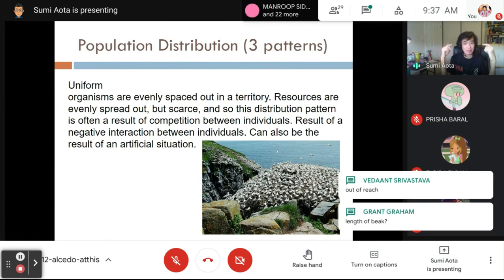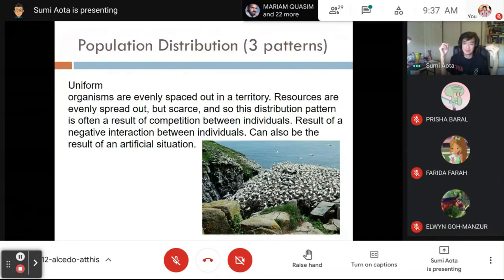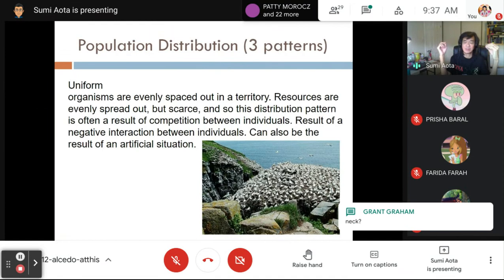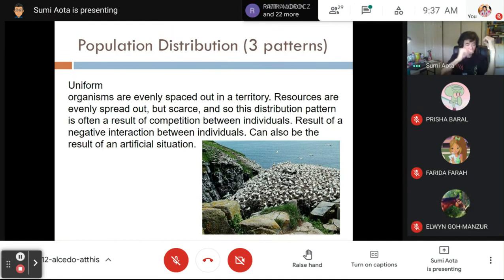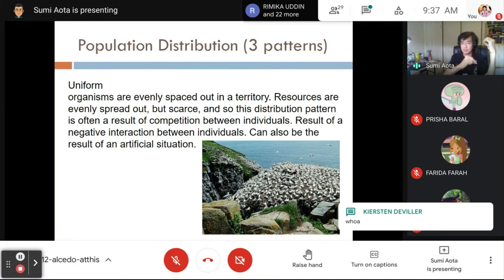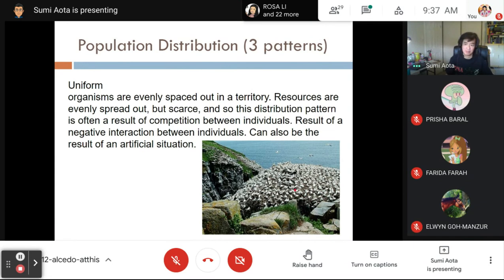Not length of beak, because they've got pretty long necks. So length of, yeah, the length of the strike. So each bird will set up just out of reach of the striking distance of the bird next to it. And that sets up this pretty even distribution pattern. Okay, so it's based on neck strike length.